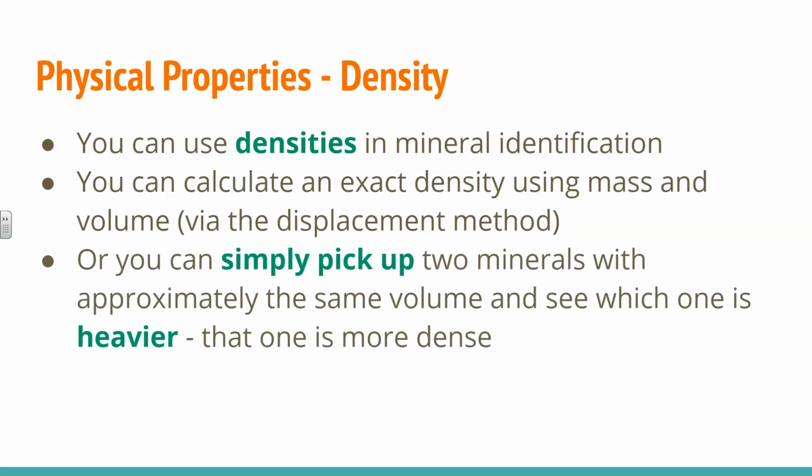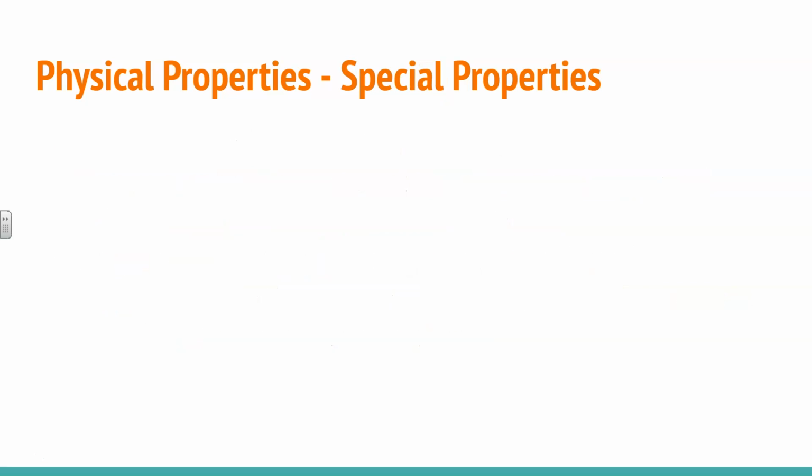Or you can get a little lazy and less precise. You can simply pick up the two things and figure out which one's heavier. If I gave you a bowling ball and a volleyball, you would very easily be able to tell me that the bowling ball is more dense or heavier. But for some of these minerals, it's not going to be just that it was heavy or that it was light. It's going to be the difference between having a density of 3.5 and 4. Okay, so sometimes you will need to calculate the exact densities. Other times you can just estimate and pick them up and say, that one's heavier.